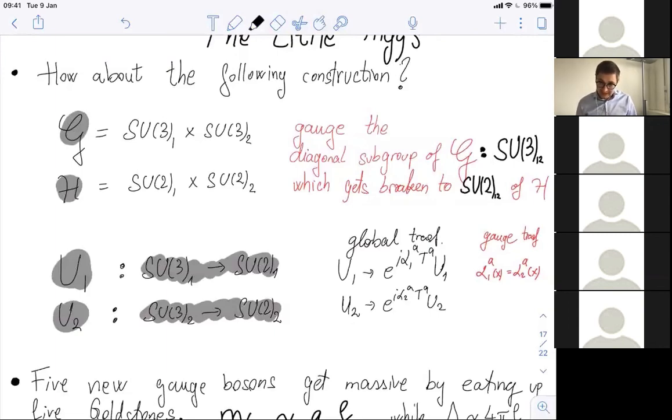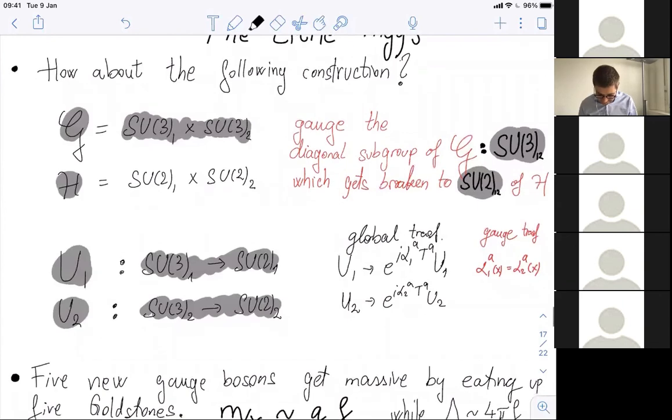Now we gauge the diagonal subgroup of G, which I call SU3_12. The diagonal means that the rotations from 1 and 2 we fix to be the same. And the condensate breaks this diagonal subgroup to the diagonal of H. That is the strong confinement.